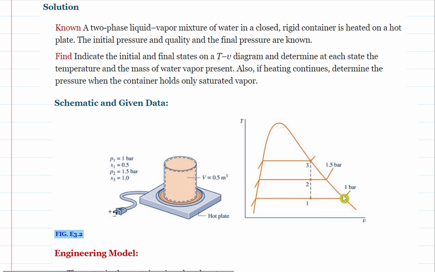This line indicates constant pressure. This line is at 1 bar, and this line is at 1.5 bar. At state 1, pressure and quality are given. We know that it's a mixture. At state 2, only the pressure is given, 1.5 bar. And at state 3, it's completely filled with vapor, so the quality at state 3 is 1.